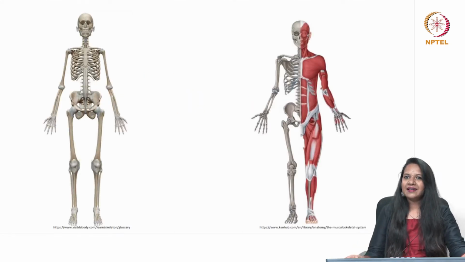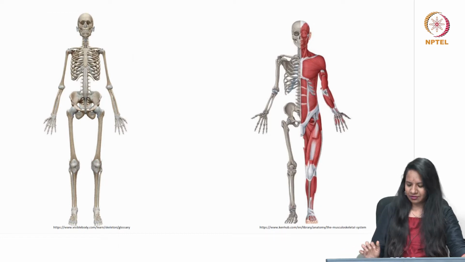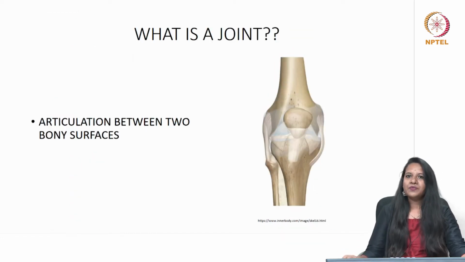Our human skeletal system is a complex structure composed of 206 bones with attached tendon, ligament and muscle. So first we have to know what is a joint. A joint is an articulation between two bony surfaces, that is, it holds the two skeletons together and helps in the movement.